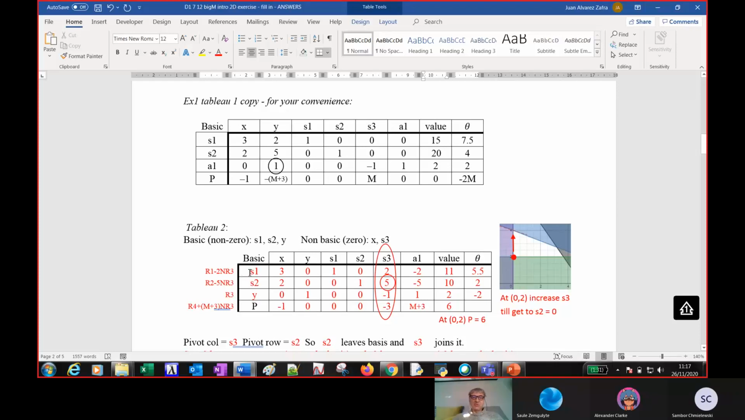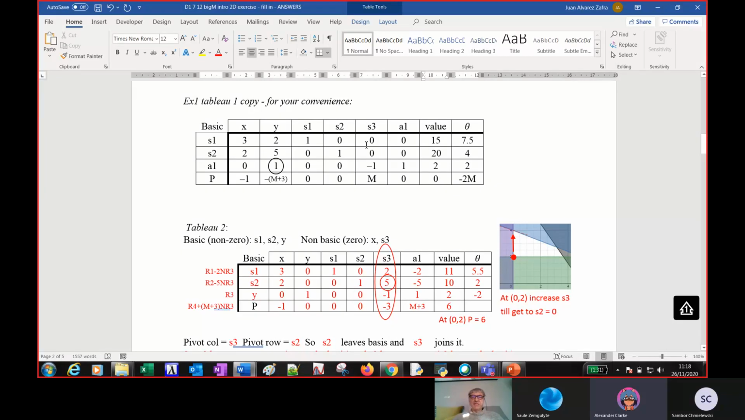So if I just look at row 1, please ignore these ellipses for the moment. For row 1, we've got an x value of 3. I'm going to subtract twice 0, which is going to leave a 3. For the y column, we have a 2. I'm going to subtract twice the row 3 value of 1, which is going to give us 0. For the S1 column, we have a 1. Subtract twice 0, it's going to leave a 1. For the S2, we have 0. Subtract twice 0, which leaves us with 0.